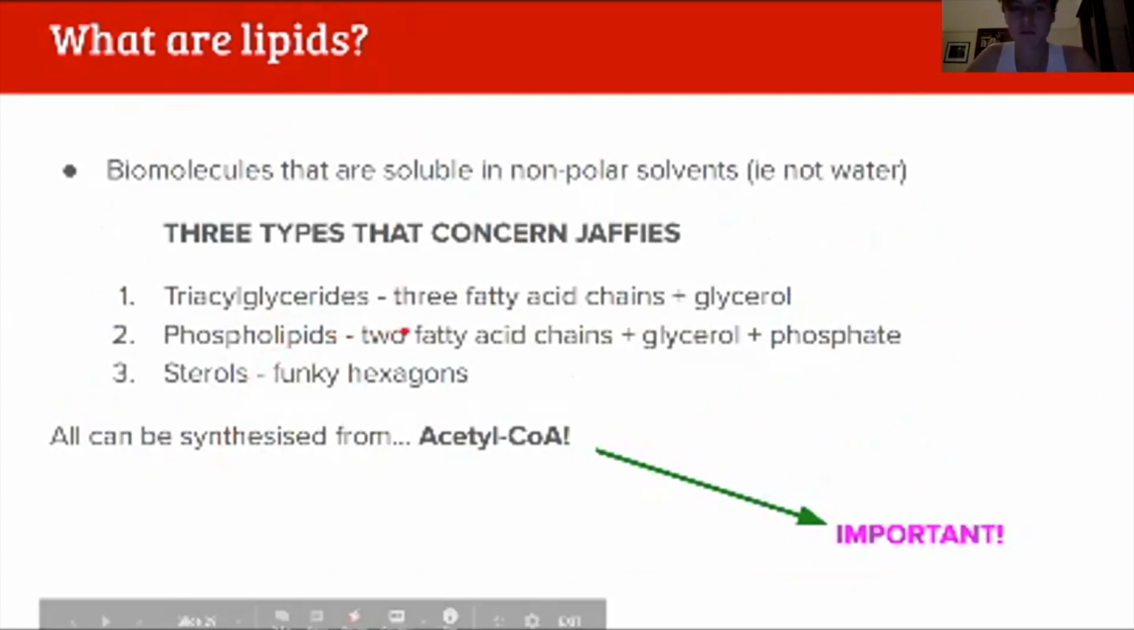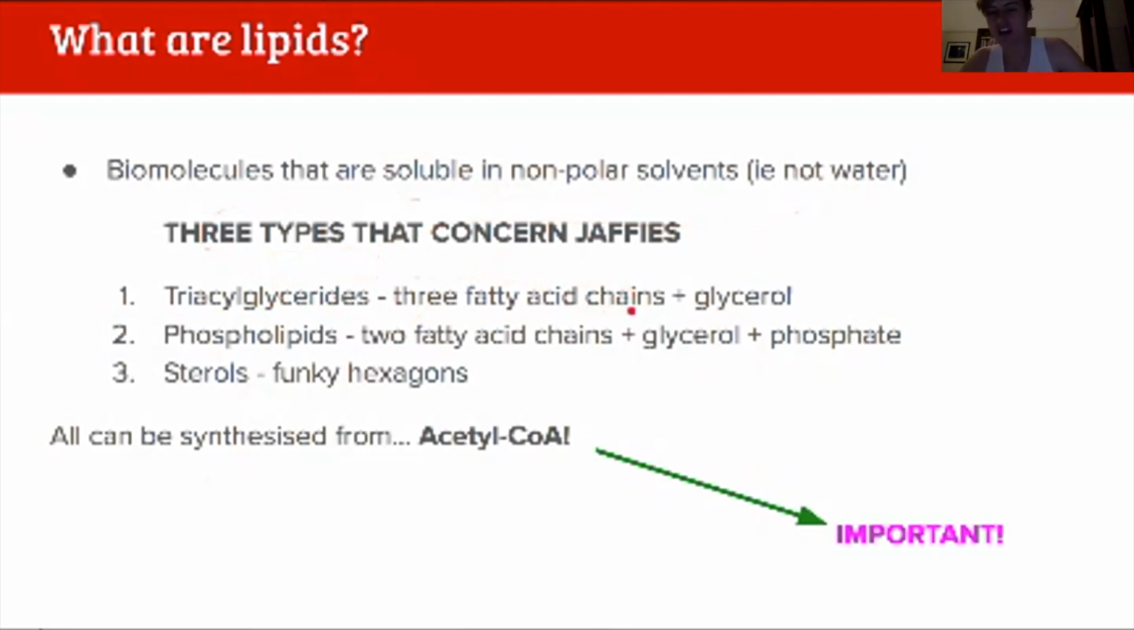There are three types of lipids that concern you guys. Lipids are just biomolecules that are soluble in non-polar solvents, or basically not water. So they're not soluble in blood, for instance. The three types that you need to know are triacylglycerides, which we often abbreviate to TAGs. These are made of 3 fatty acid chains connected to a glycerol. Then we have phospholipids, which instead have 2 fatty acid chains, plus a glycerol and a phosphate. You might remember phospholipids make up the phospholipid bilayer, and they've got a polar region and a non-polar region.